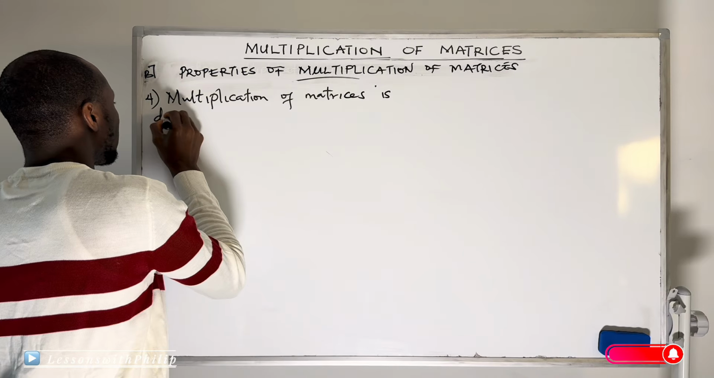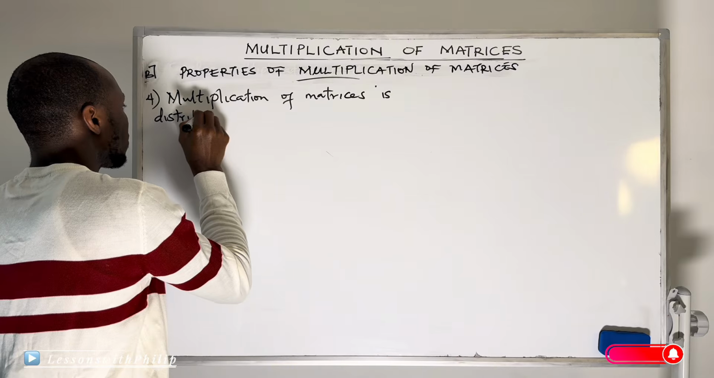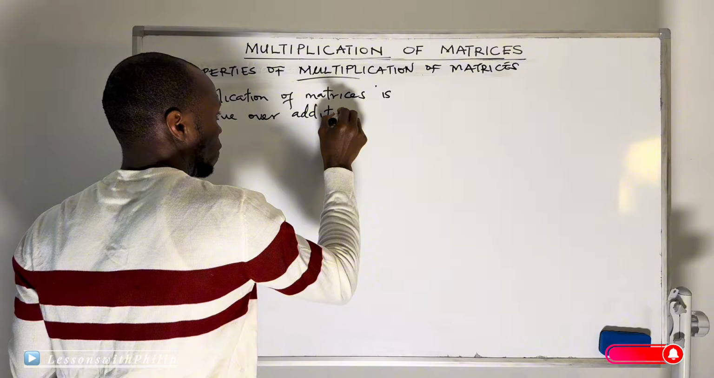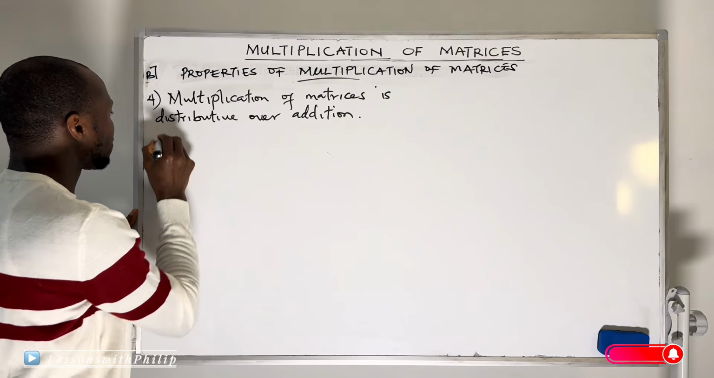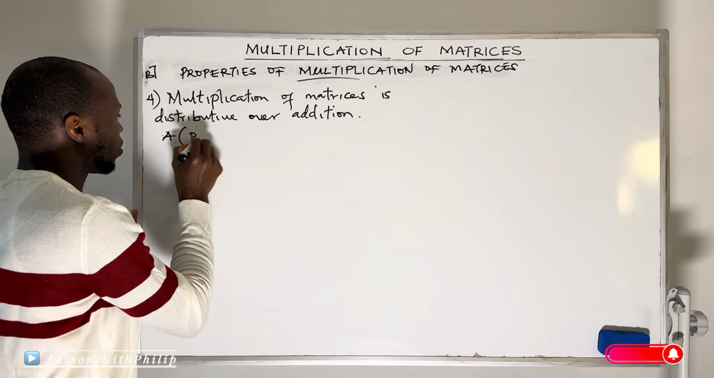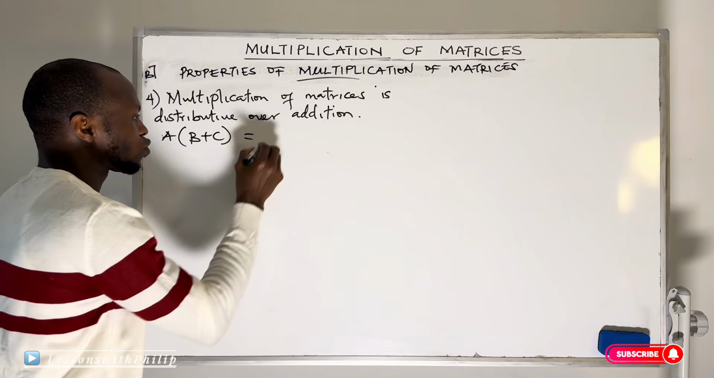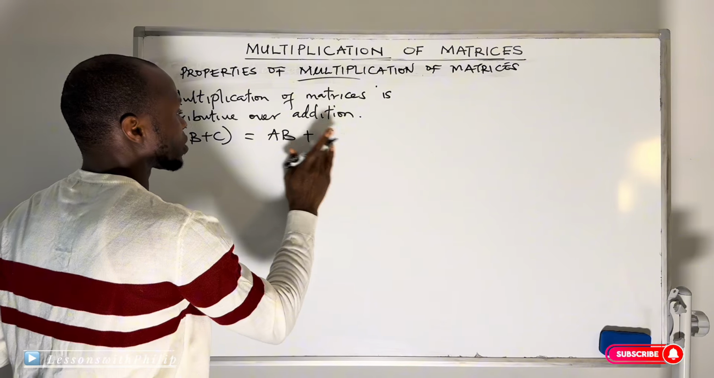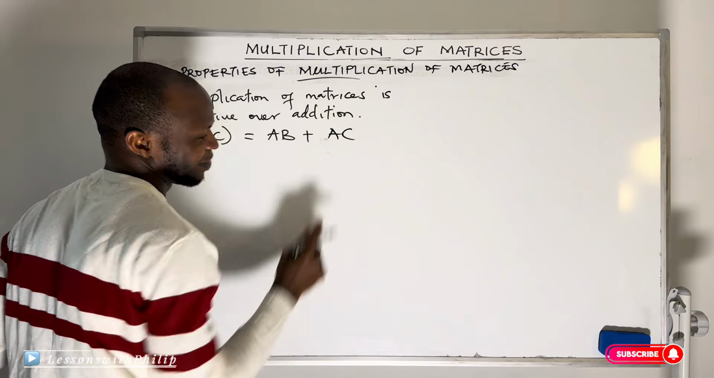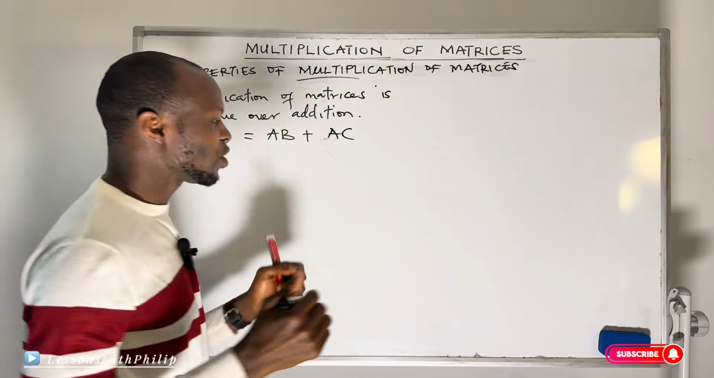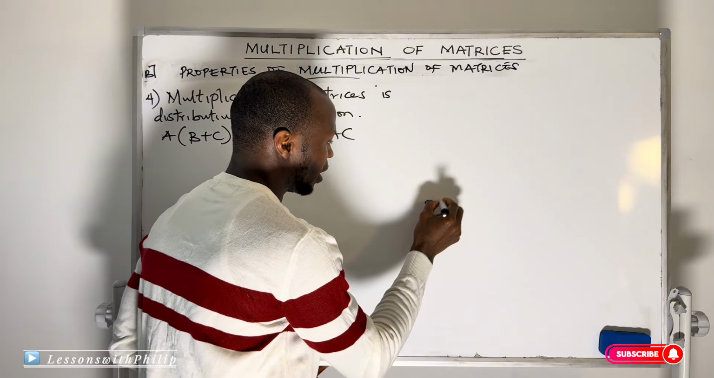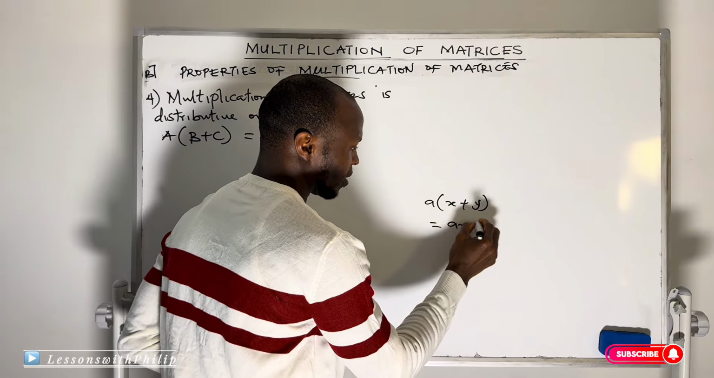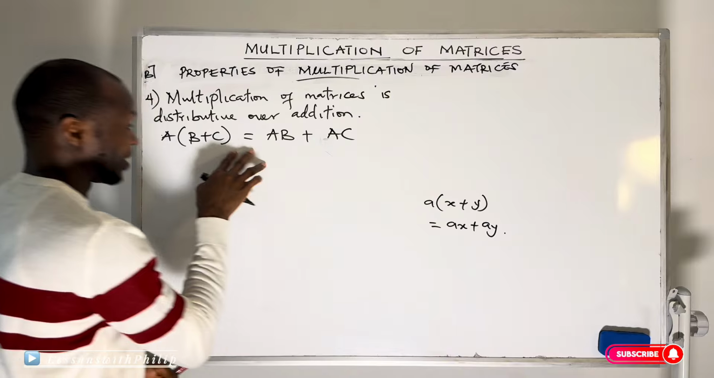is distributive over addition. Okay, let's see. Supposing we have matrix A multiplied by B plus C, and that's equals to AB plus BC. Sorry, AB plus AC. It's very simple. Just like when you have your A into bracket X plus Y, that should be equals to AX plus AY. Okay? And that's just similar.